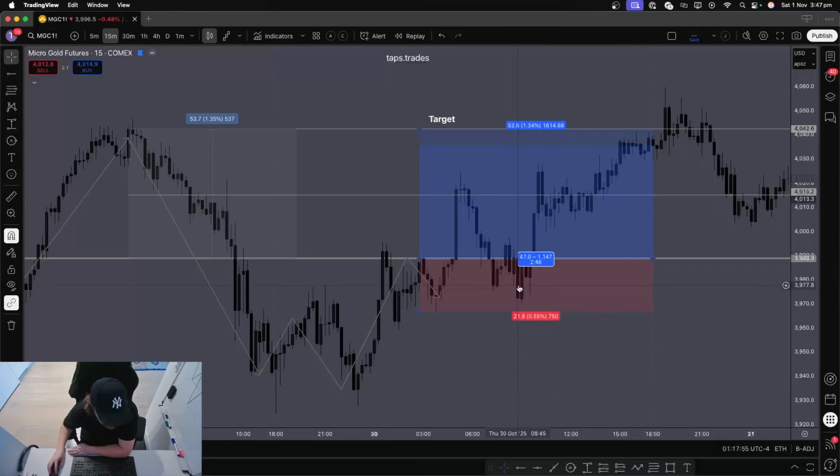Now the overall risk to reward is a 2.4, which is still good. It's just a little bit below a 3-to-1, which is the sweet spot. So you can see that worked out quite well.